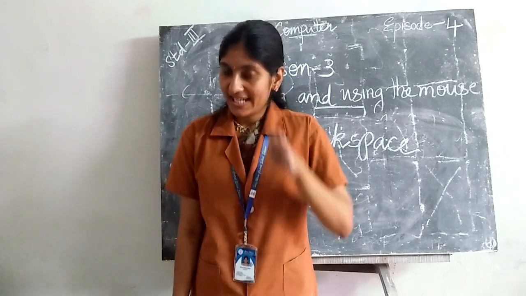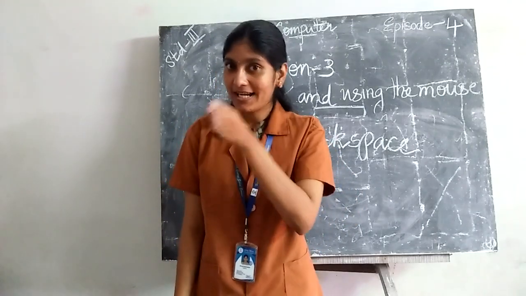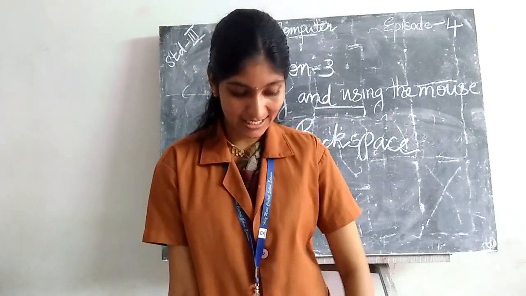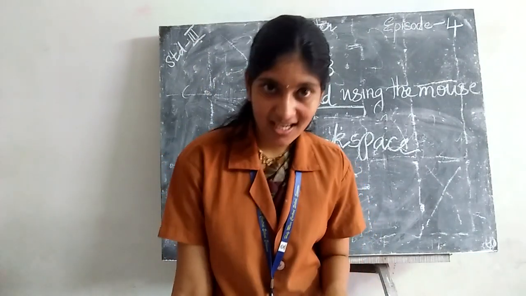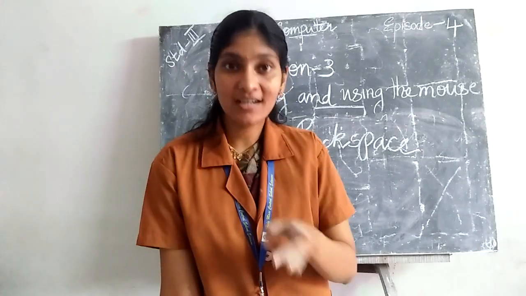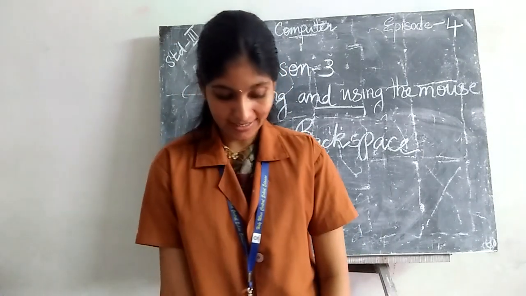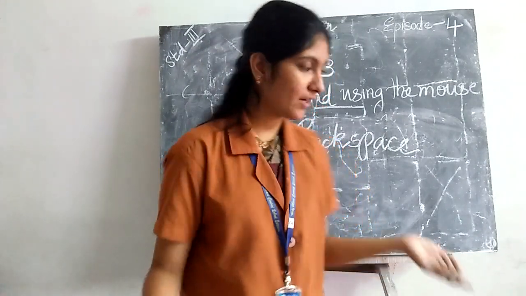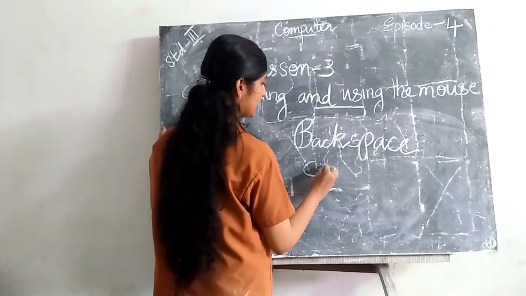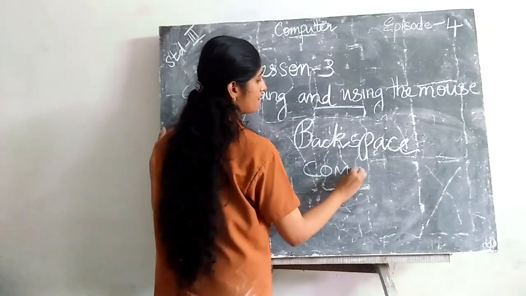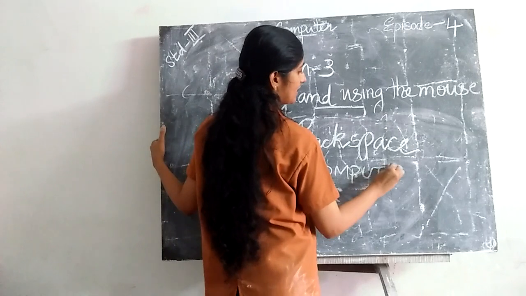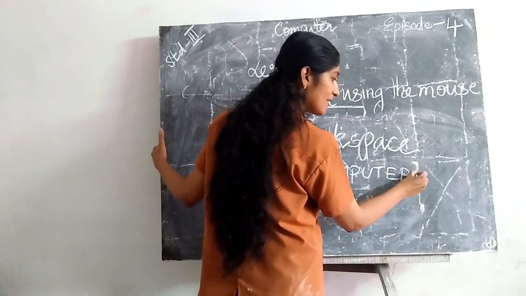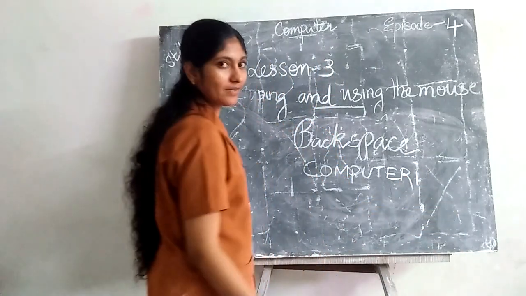If you want to delete the letters from the left side, you can use the backspace key. Backspace key erases one character from the left side, one character to the left side of the insertion pointer. For example, COMPUTER. So the cursor is placed here, right?